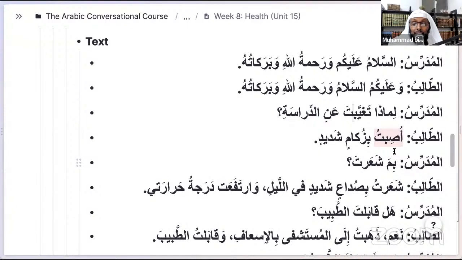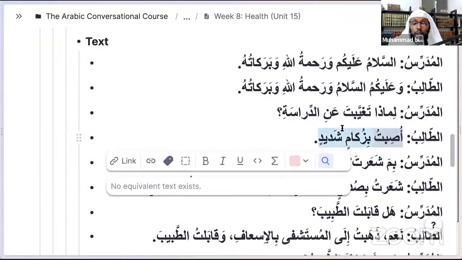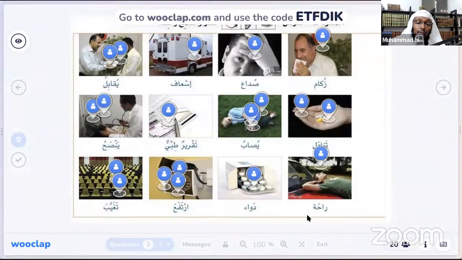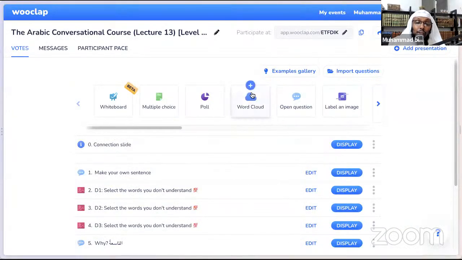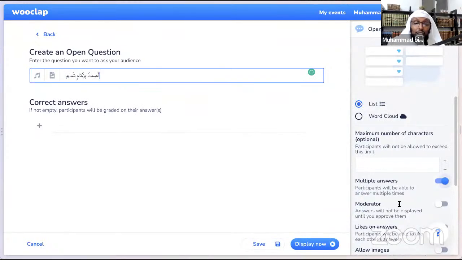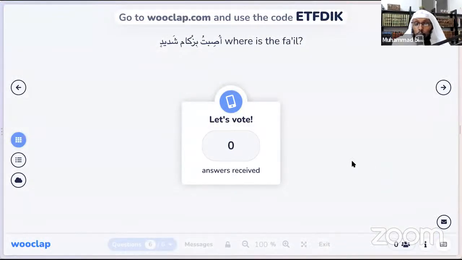All right. Question. This sentence over here. Where is the fa'il for this sentence? If you know it because you've learned this before, please don't answer yet. Give everyone else the chance. So here in this sentence, where is the fa'il, or what we would call the subject? Okay? Or what is it? What's the fa'il?